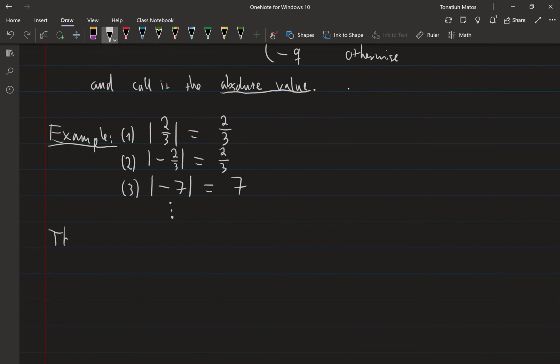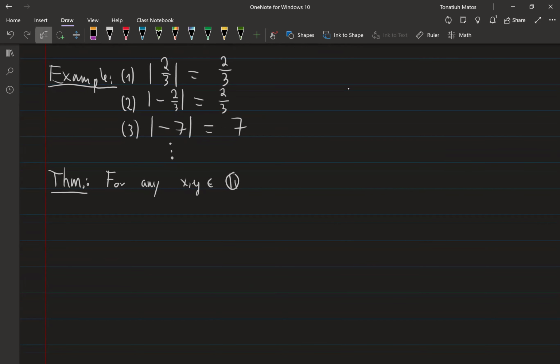So here's a theorem that you should feel comfortable proving. I won't do this because it's simple enough, I think. For any x and y rationals, the following happens, right? So first of all, the absolute value is always non-negative, so it's always at least 0. This follows immediately from the definition and the definition of the number 0 as well.